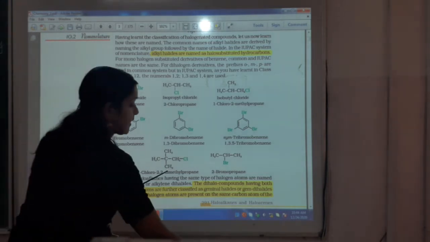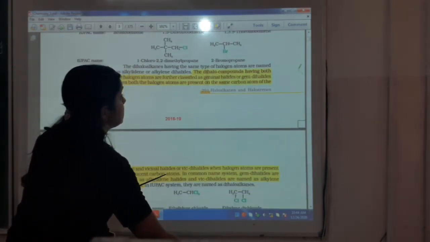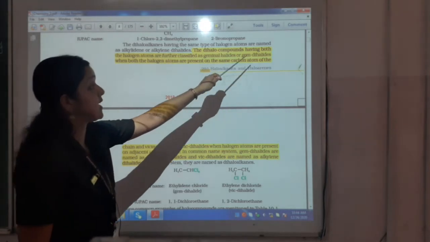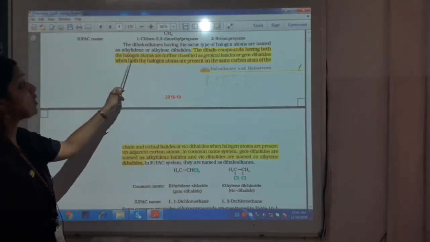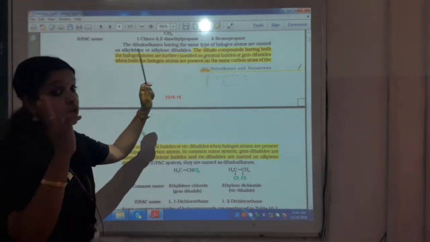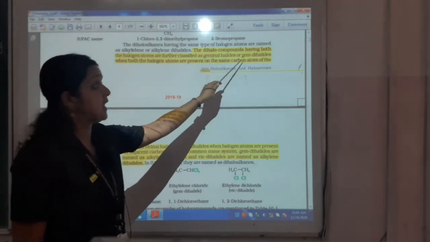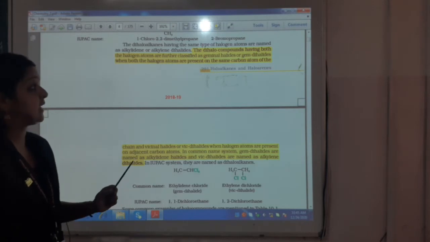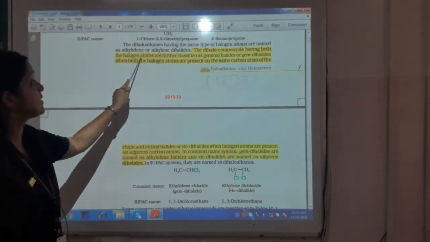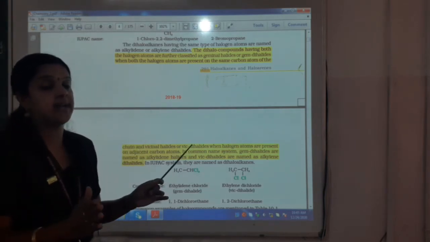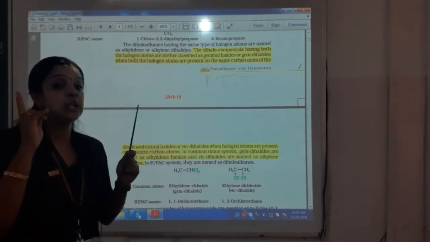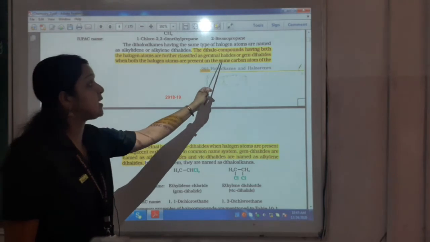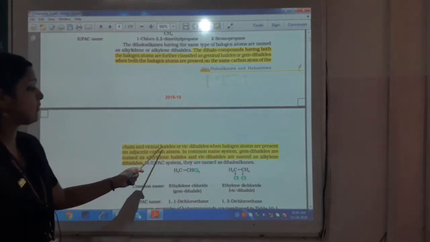Now the most important thing that comes here is the dihalo compounds. Very, very important, children. The dihalo compounds having two halogen atoms are further classified into two types. One is geminal halides, or we call them gem dihalides, or vicinal dihalides. When the compound contains both halogen atoms on the same carbon atom, when the same carbon atom is holding two halogens, you call it gem dihalides.